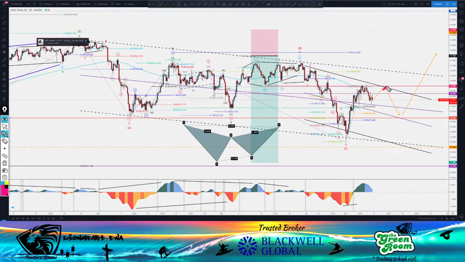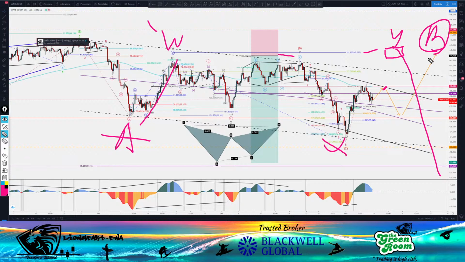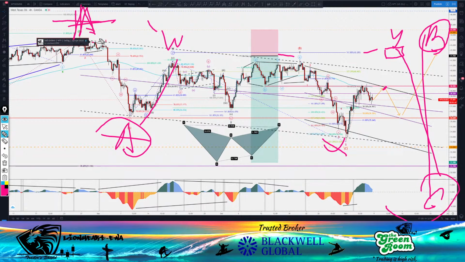Levels to watch right now will obviously be to see if it manages or not. I would suspect not to breach 39, but if it does, then I have these levels to be concerned about. 42 levels for me to be able to look for potential shorts, because W, X, Y, A, B, C, right? So this entire thing was a big A.